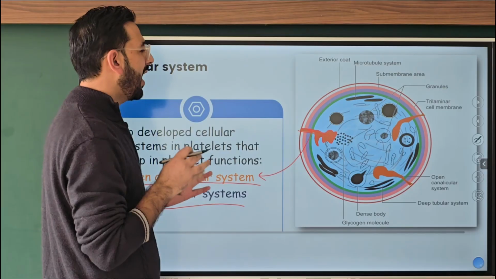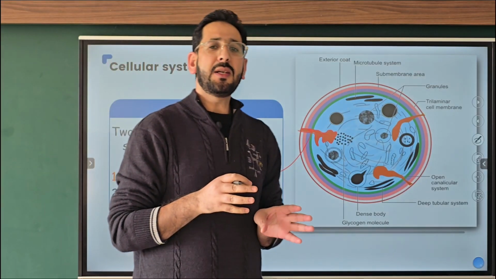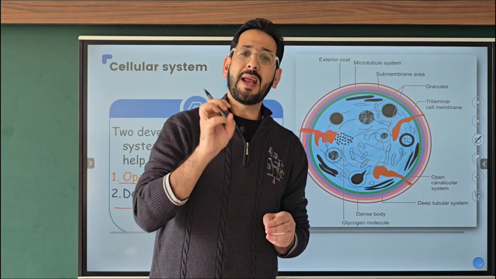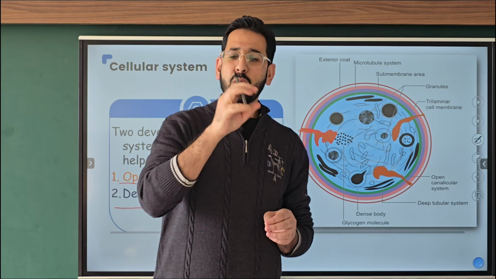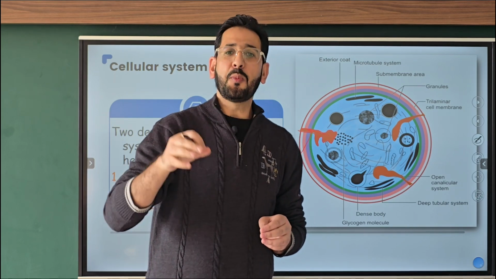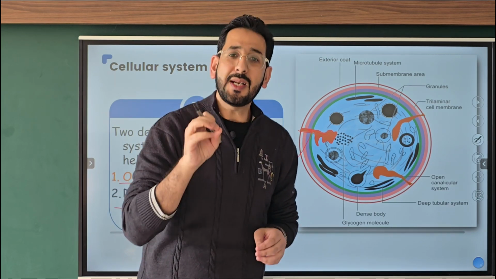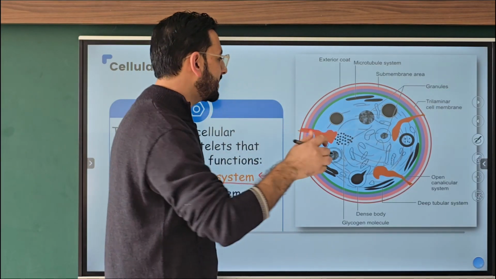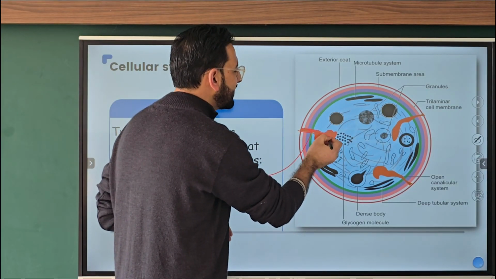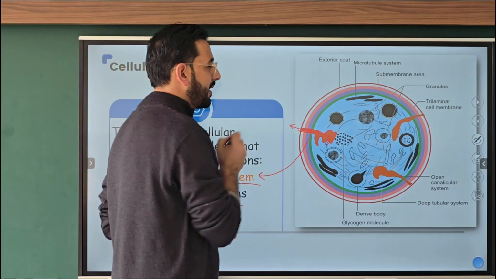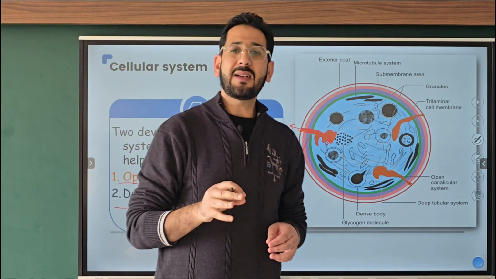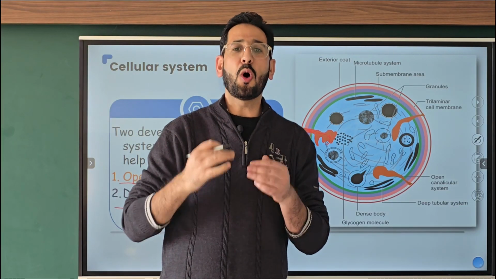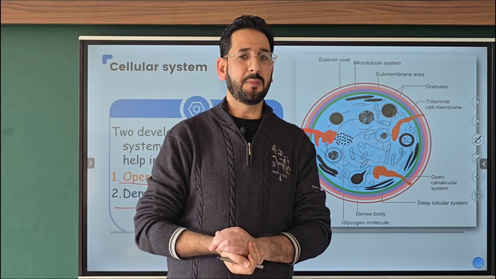Now what are they meant for? The granules are present inside the platelets, and the contents of those granules have to be secreted from the platelets. They will be secreted into these canals, and then secreted out. So these canals act as tunnels for the secretion of the granules that are present inside the platelets.